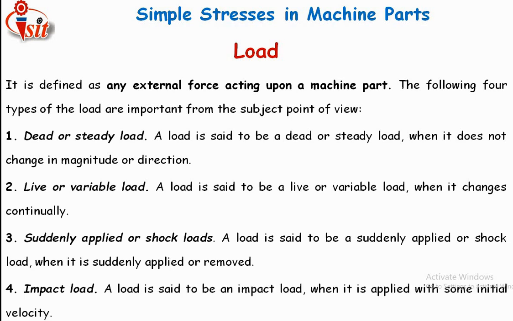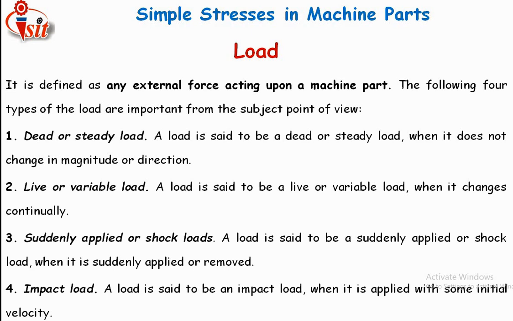And the last nature of the load is the impact load. The load is said to be an impact load when it is applied with some initial velocity. Take as an example a hammer. When we apply a load by a hammer, when we nail something, then we are applying that hammer with some velocity. That is the impact load. Take the load of a forging machine. When a press machine presses something, the load is applied with certain velocity. That is the impact load.